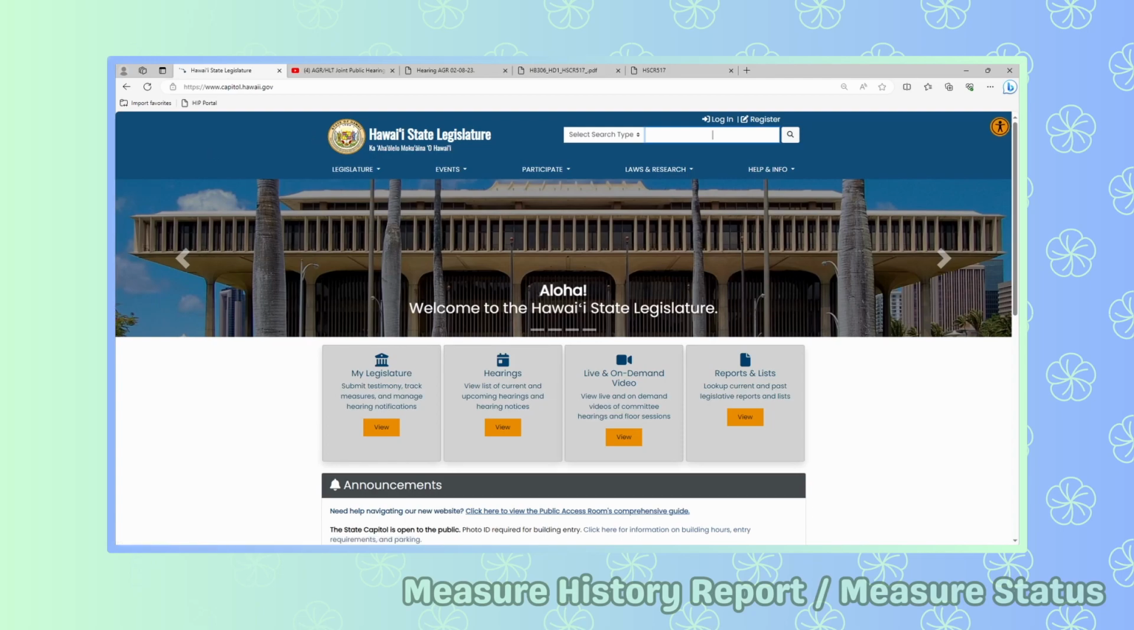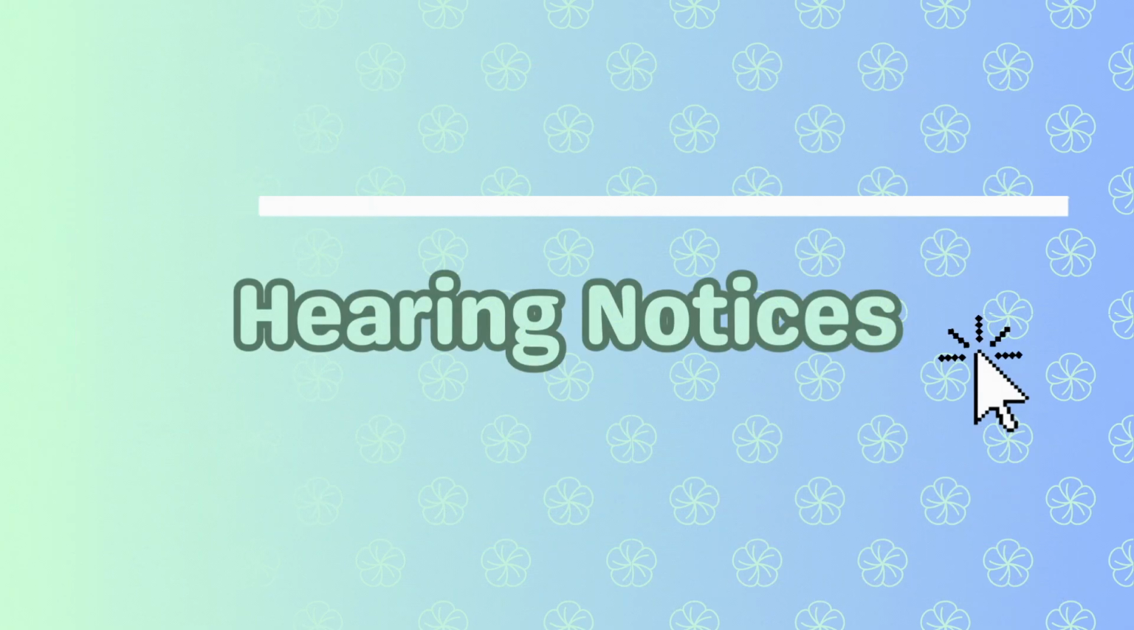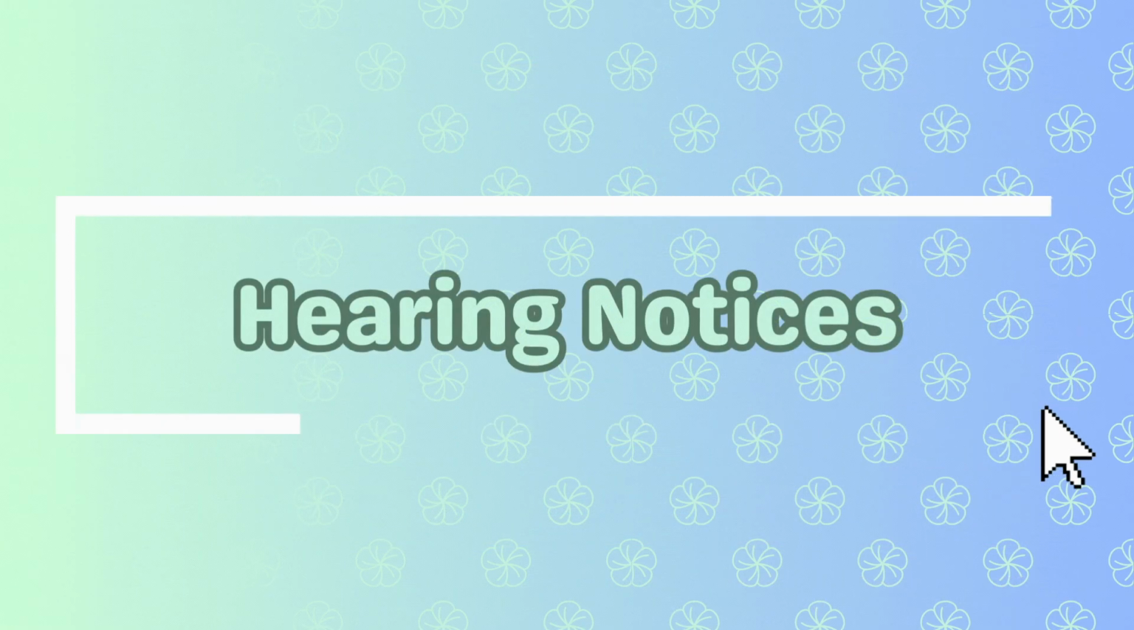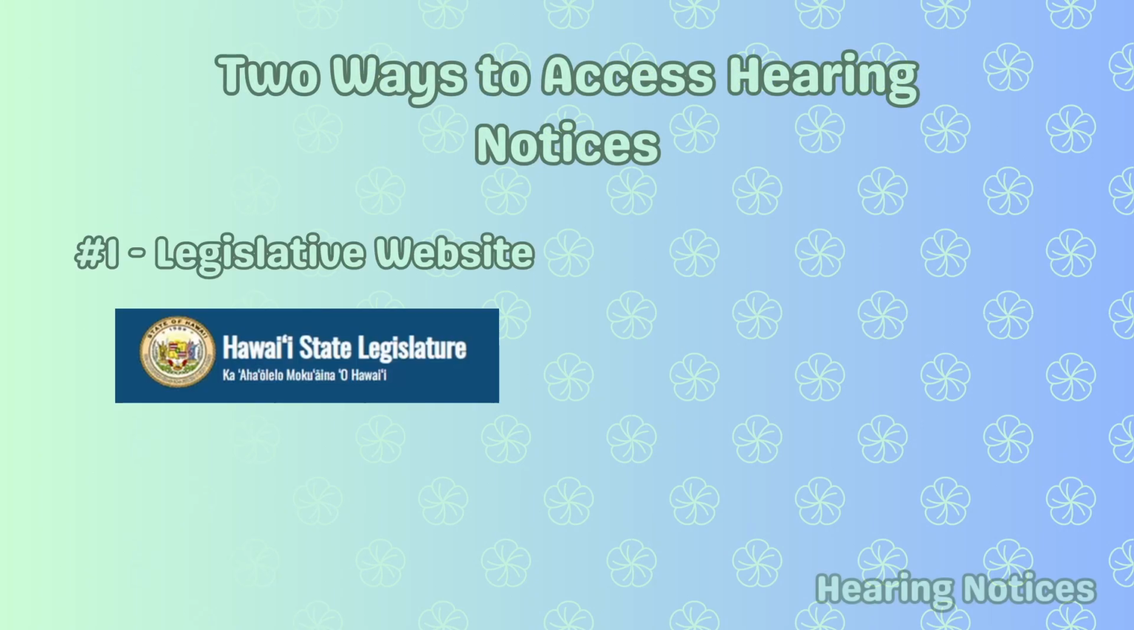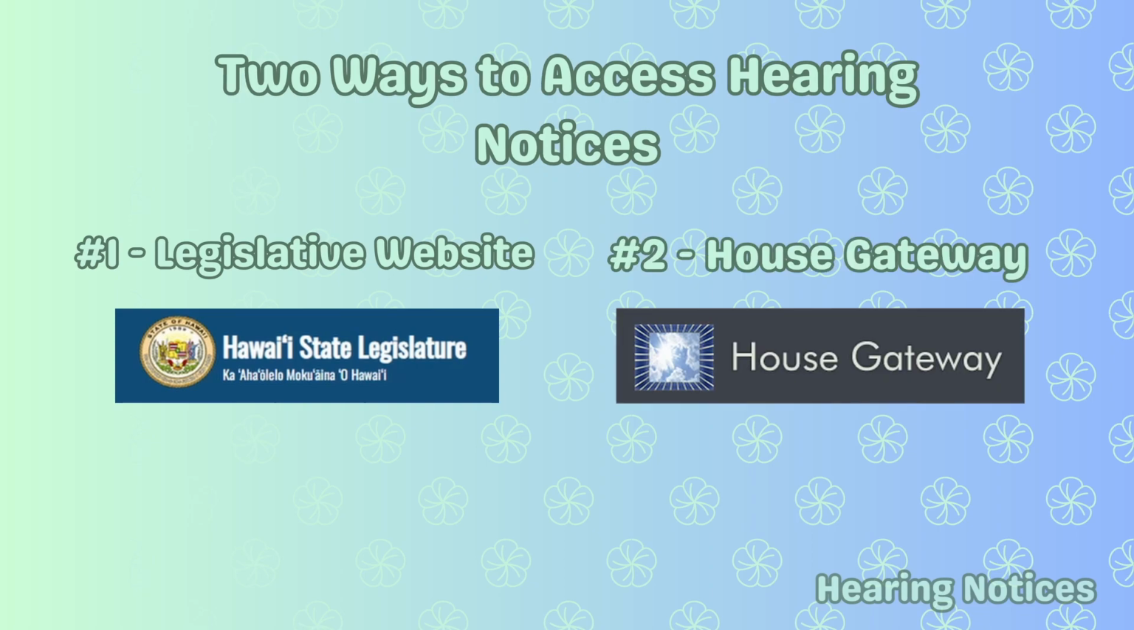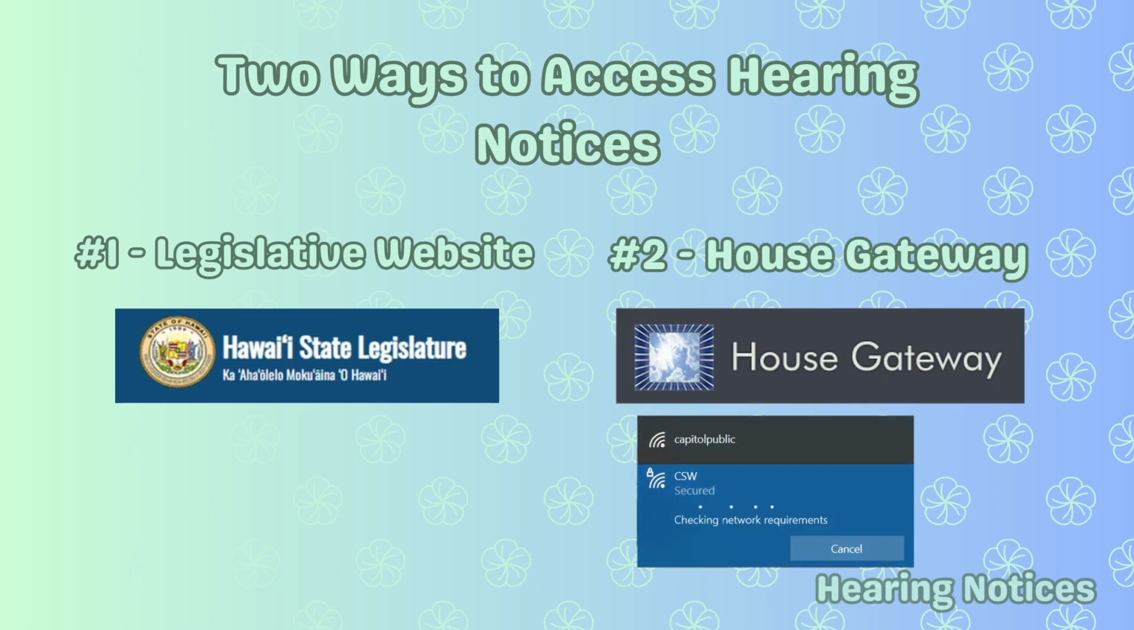Hearing notices. There are two main ways that you can view hearing notices: one, through the legislative website, and two, through House Gateway. Remember though, you can only access House Gateway if you're in the Capitol and connected to our secured network.